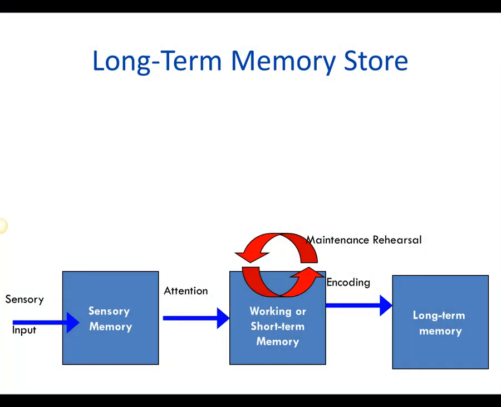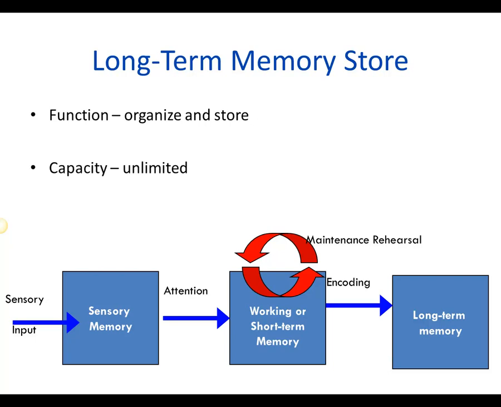Now, after we encode, everything goes into the long-term memory store. As I mentioned before, its intention is to organize and store information. The capacity is unlimited, and we're pretty sure that the duration is permanent. Having that set up before we encode kind of gives us a good idea of how information works. Now, the analogy that I like to use for long-term memory stores is a big warehouse of filing cabinets.